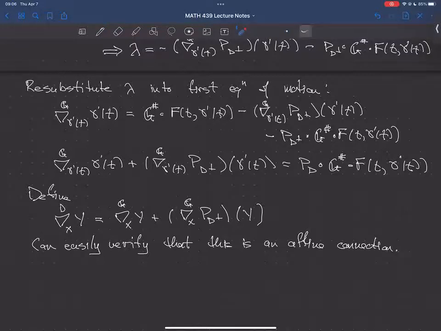So you have three things to verify. One is the bilinearity with respect to scalar multiplication in X and Y. That's clear. It's true for this one because that's already an affine connection, and it's true for this one because this is linear in X and Y. Then you need to show that if you put an F here, you get nabla D with an F pulled out in front, but that's true because it's true of this term, and it's also true of this term because nabla G is an affine connection.